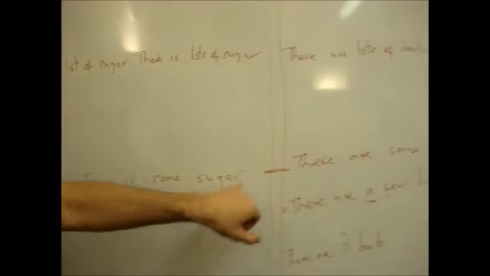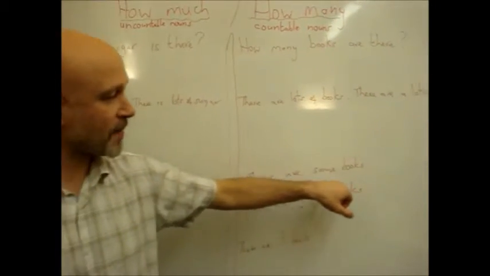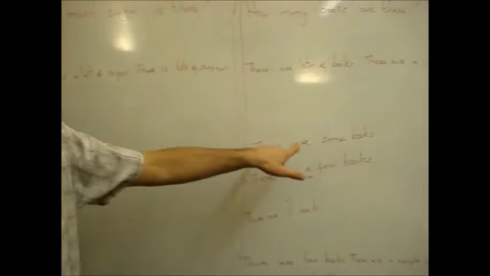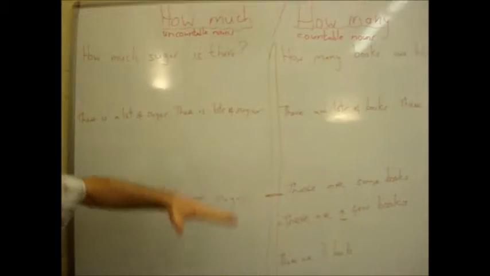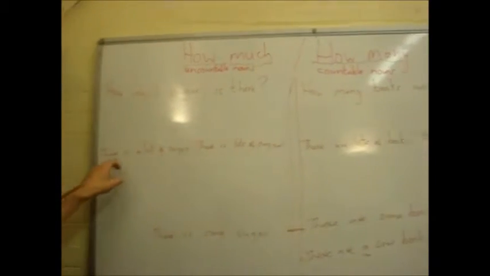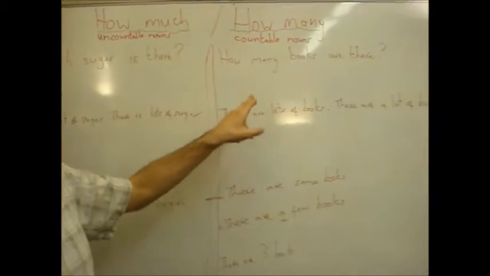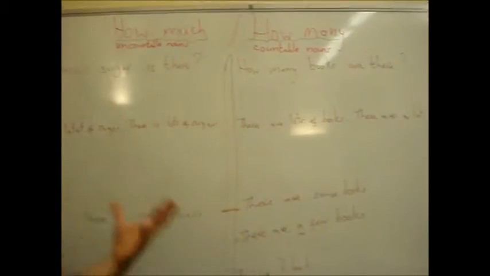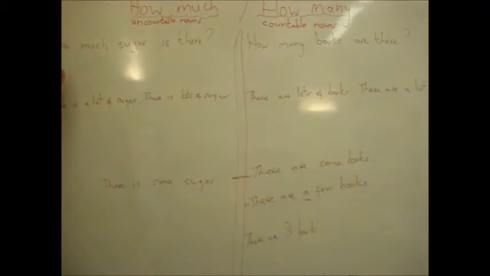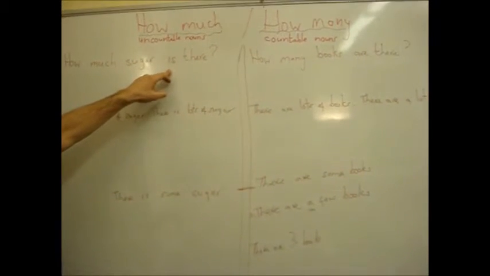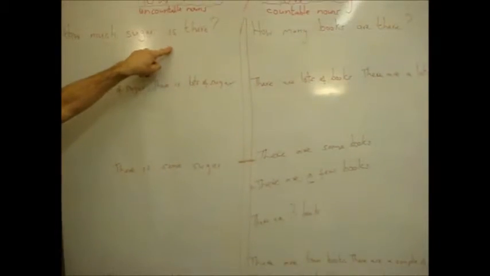There is some sugar. Very similar here. There are some books. Look at the difference between uncountable nouns and countable nouns. And higher, also similar. There is a lot of sugar. There are a lot of books. There is lots of sugar. There are lots of books. So you can see there are some similarities here. The question, how much sugar is there? Remember, for questions, for positives, for negatives, for uncountables, they can only be singular. I think that's about it. Thank you.